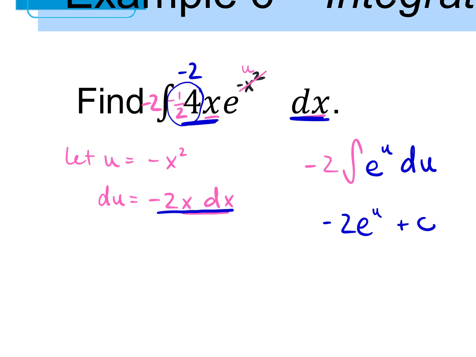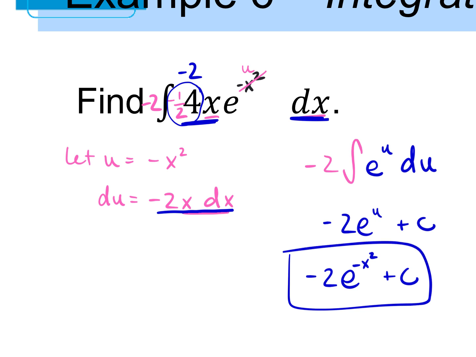Last step we want to do is substitute our x's back into the u. So we have negative 2 e to the power of negative x squared plus c. So this would be our answer. One way that you can check your work is take the derivative of your answer. That'll give you the question. So you can work backwards just to check your answer.